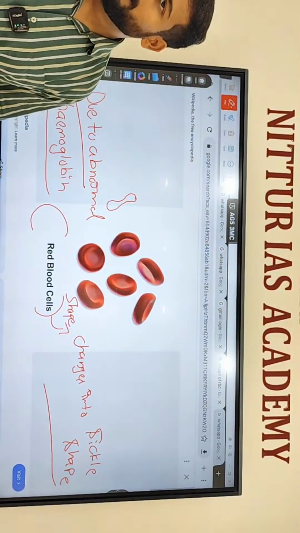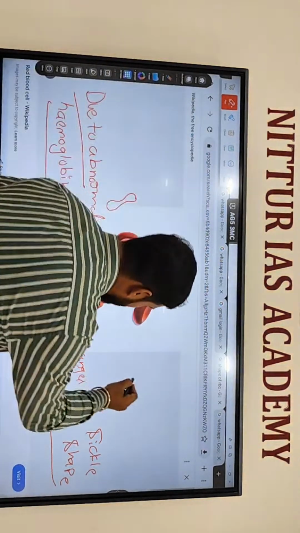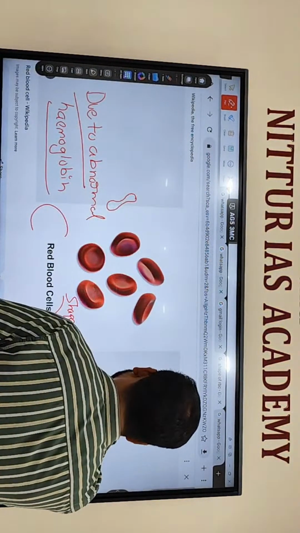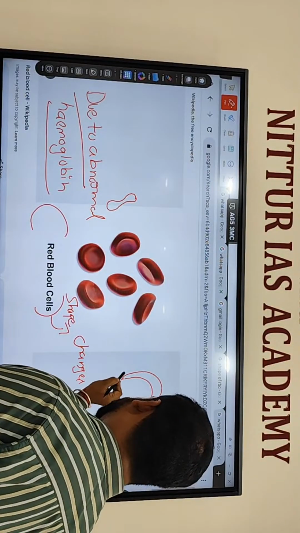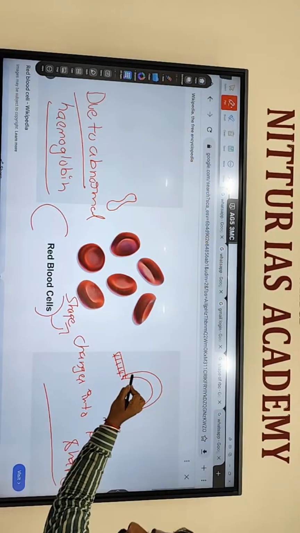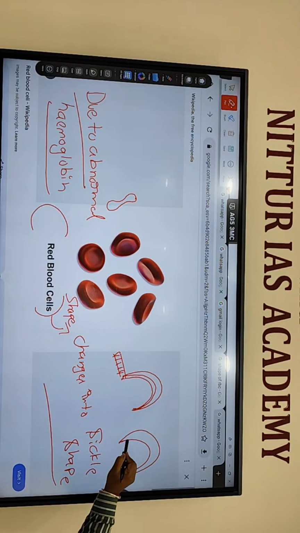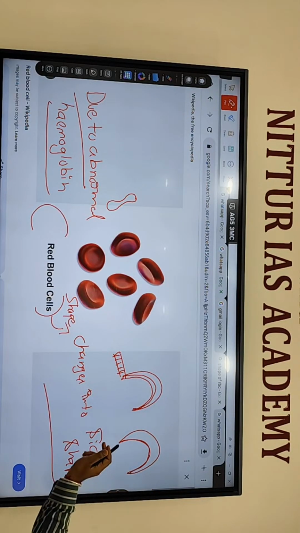Sickle, in Kannada, is kudugol, you know, the small one. This is the sickle shape. Sickle will be like this. This will be the handle, and this is the cutting part. In sickle cell anemia, the RBC shape is converted into the shape of a sickle.